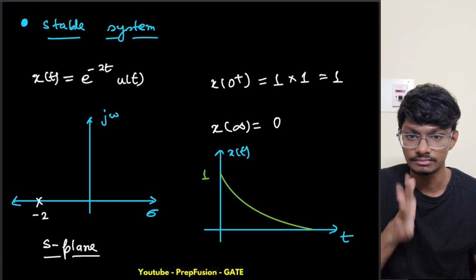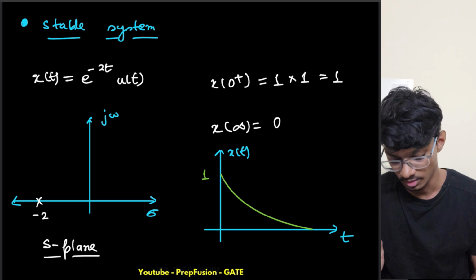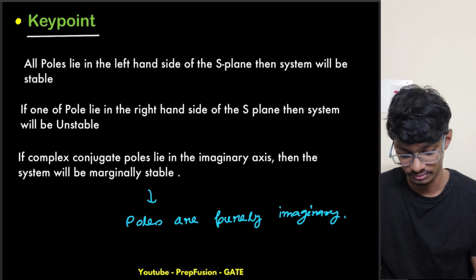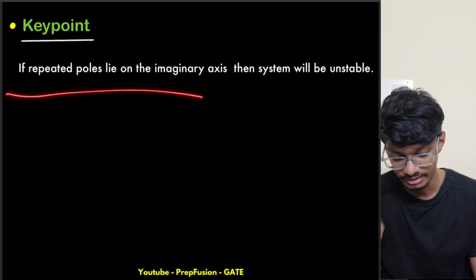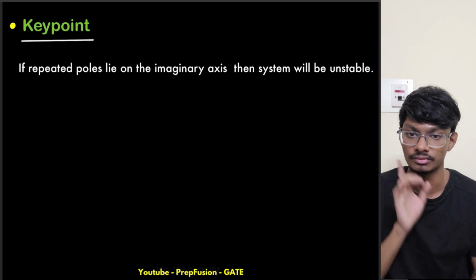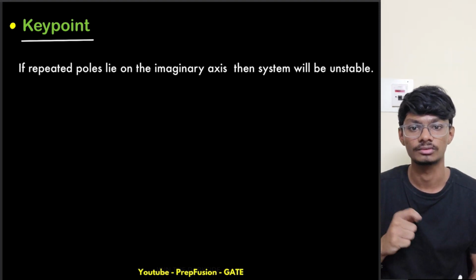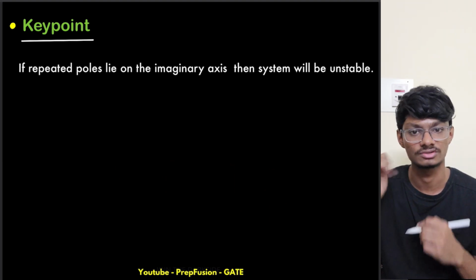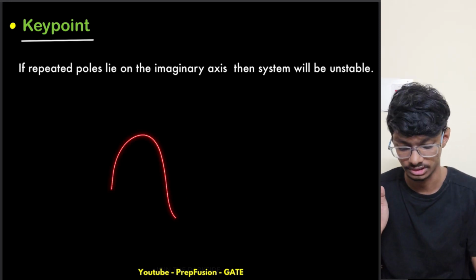Now for a stable system, the pole should lie on the left half of the S plane, or the left half of the j omega axis. We took a few examples and proved that it should lie on the left half of the S plane. If repeated poles lie on the imaginary axis, the system will be unstable. If complex conjugate poles lie on the imaginary axis, the system will be marginally stable. Marginally stable means the system will oscillate between a certain range of values. It won't go unbounded or settle to some value. It will keep on oscillating.